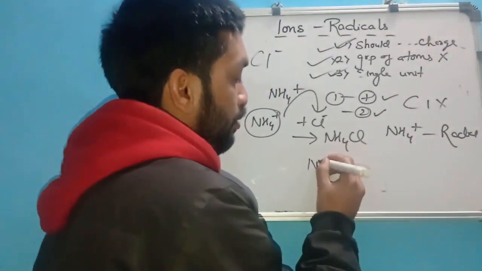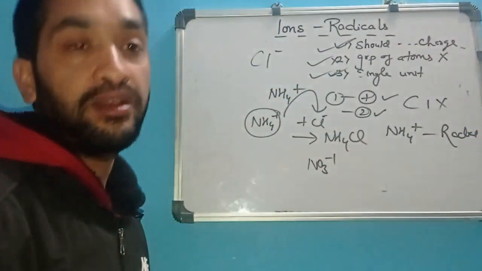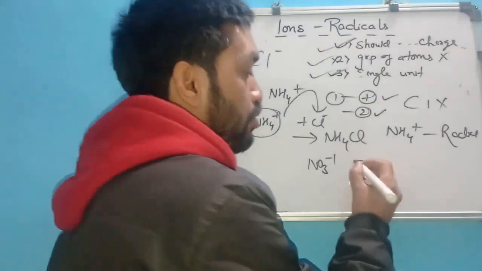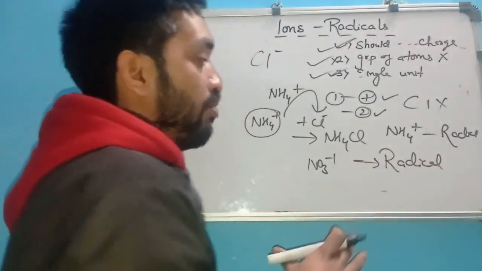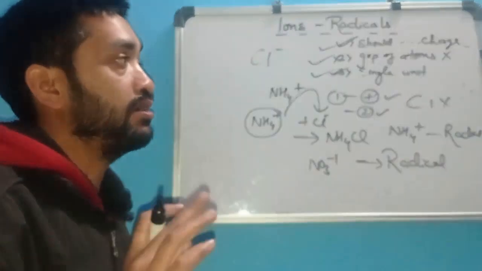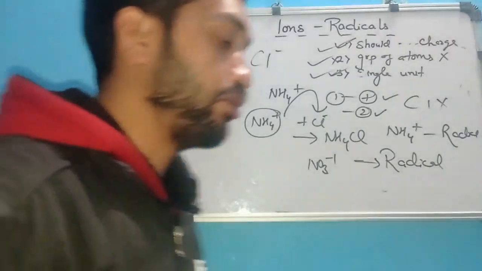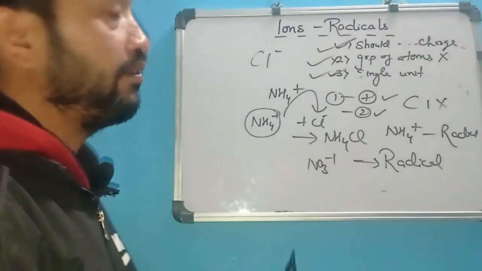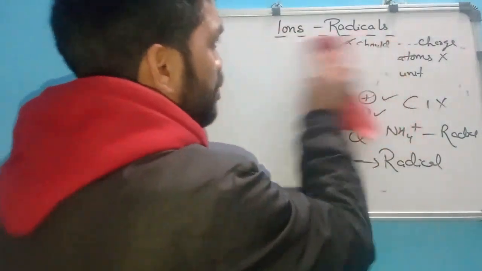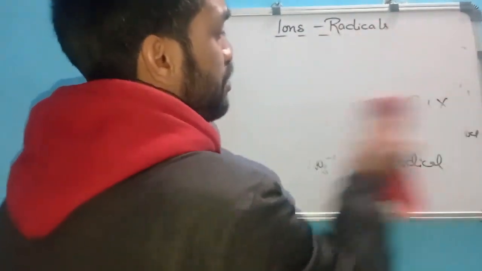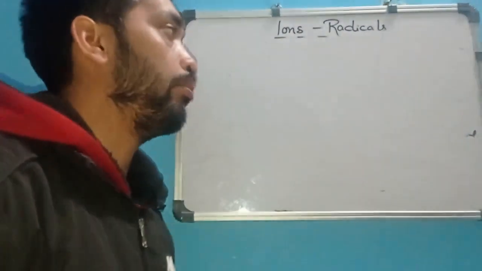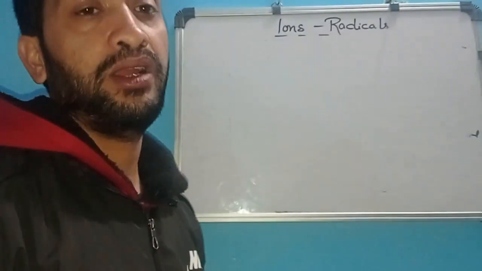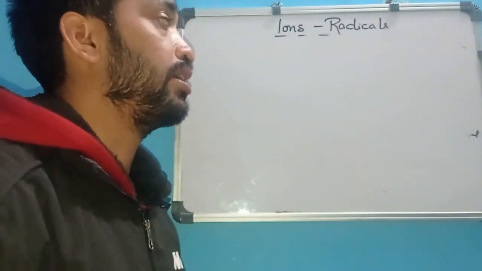In the same way, nitrate ion, NO3 negative, is also a radical because it is having a charge, it is a group of atoms and it behaves as a single unit. Okay. So here I am giving you a question. After the question, you have to pause the video for some time, write the answer in your copy and then check from my video whether it is correct or not.